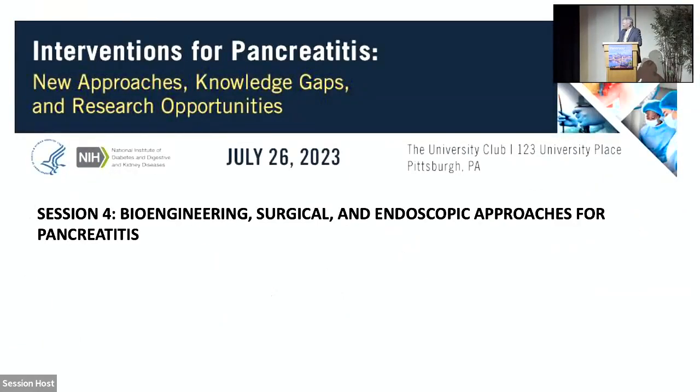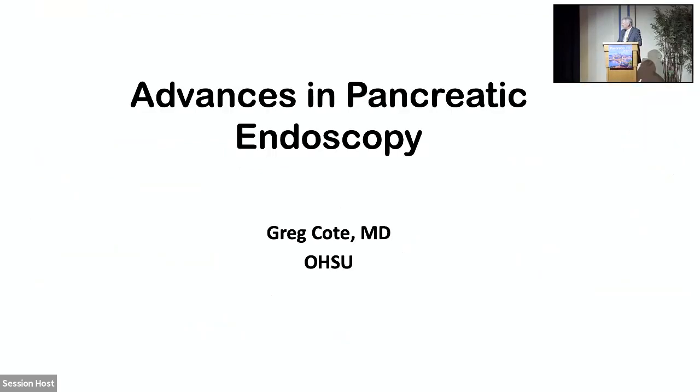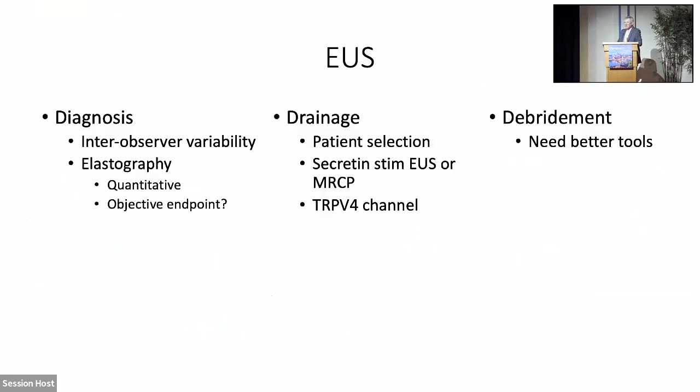The final session, bioengineering, surgical and endoscopic approaches for pancreatitis, was also a great success. It started with Dr. Cote talking about advances in pancreatic endoscopy. He broke his talk into 3 basic areas. First of all, describing the use of EUS in diagnosis, mentioning one of the flaws of inter-observer variability, especially in minimal change disease, he brought up the exciting concept of elastography and forwarded it as a potential objective endpoint for some of these trials that were just mentioned, in part because it can be quite quantitative.